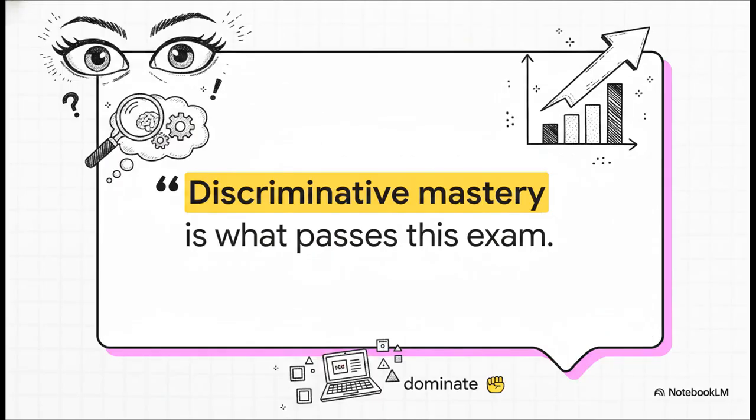As we wrap up, I want to leave you with this golden rule. Discriminative mastery is what passes this exam. It's not just about memorizing definitions, it's about spotting those mathematical illusions. Because ultimately, if you can't see the true reality behind the data on a test, how will you see it when a real client's progress is on the line?